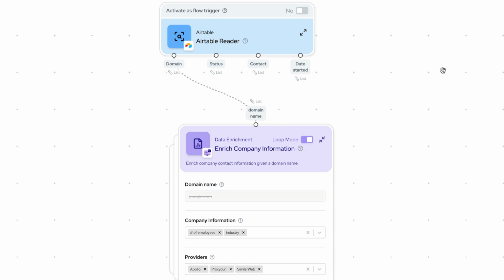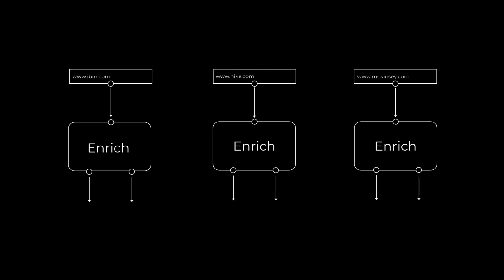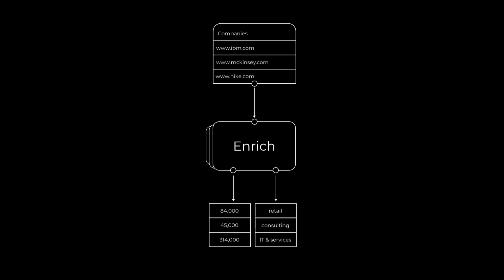Now notice as I do that, loop mode gets turned on. This is saying for each domain, for each item in the input, go ahead and execute this node. Go ahead and get the number of employees and the industry that that company is in.